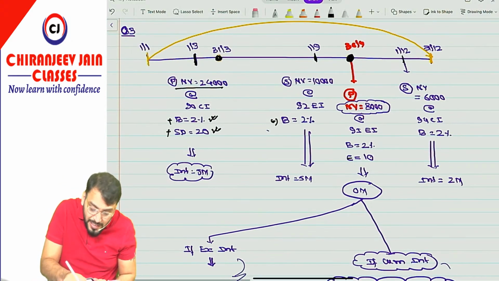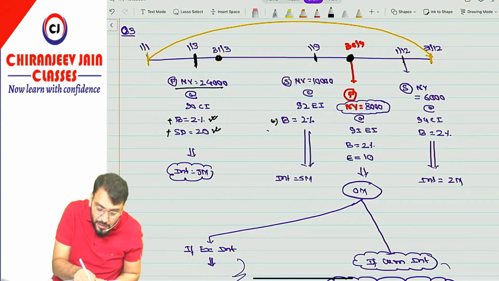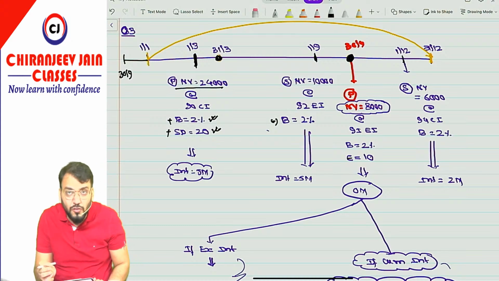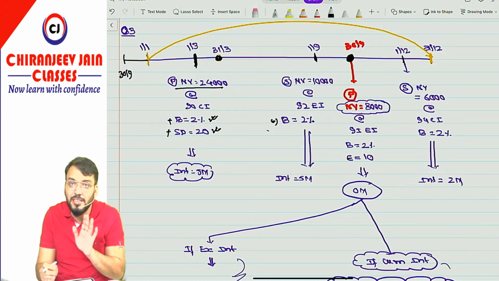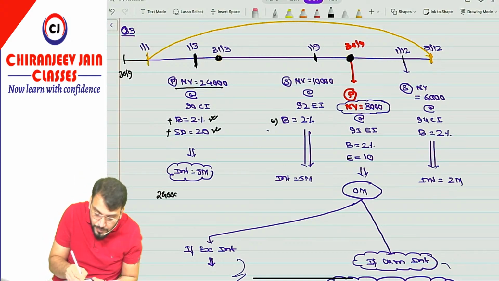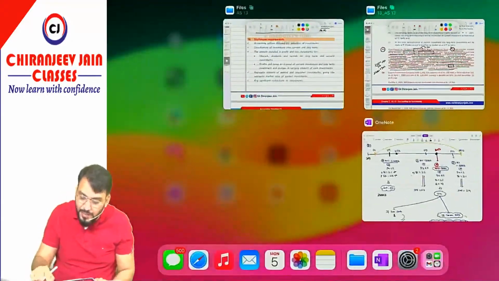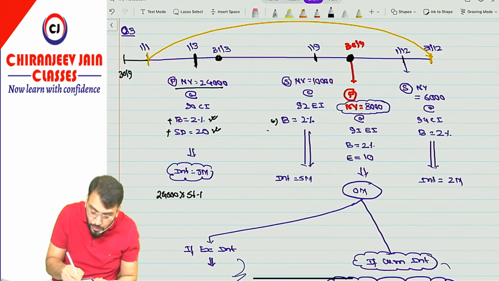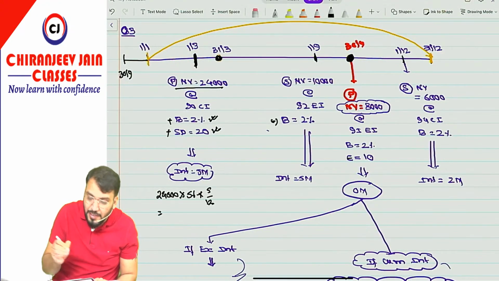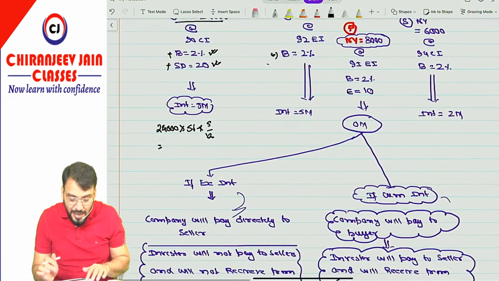On this date we have purchased investment, which means we need to pay interest to the seller from the last due date. What was the last due date? Last due date was 30th September. So 30th September, October, November, December, January, February: 5 months of interest will be paid. So 5-month interest on 24,000, the nominal value. The rate of interest is 5% Bharat debenture, so 5% into 5 by 12. So how much interest will be paid? Tell me. You can easily calculate this.